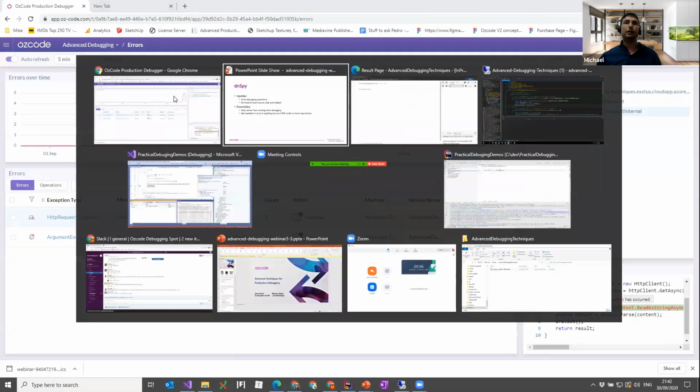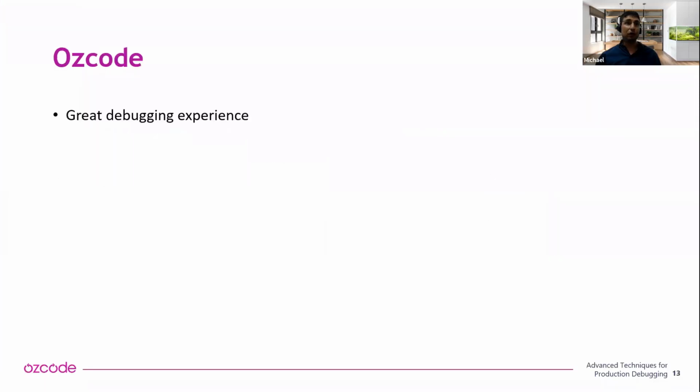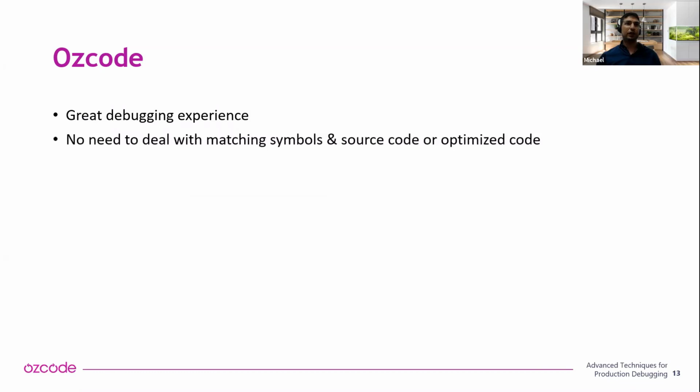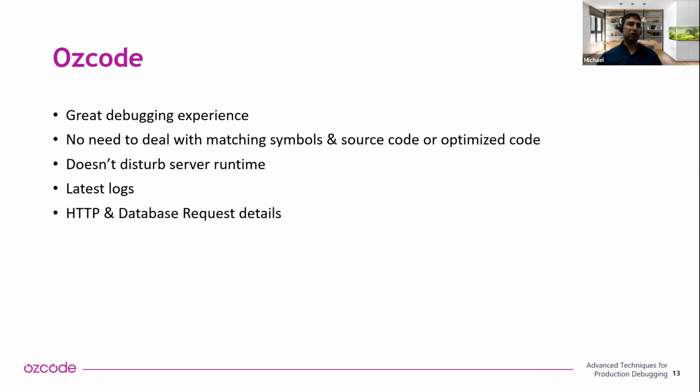So Ozcode provides a great debugging experience. No need to deal with matching symbols and source code or optimized code. Doesn't disturb server runtime, which is a big one. Latest logs, HTTP and database request details. By the way, if we had a database request, then we would be able to see information from there as well, including SQL queries.